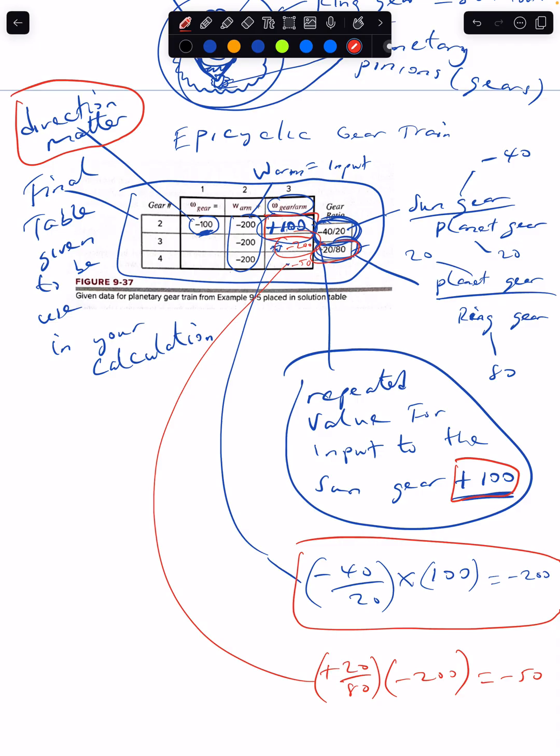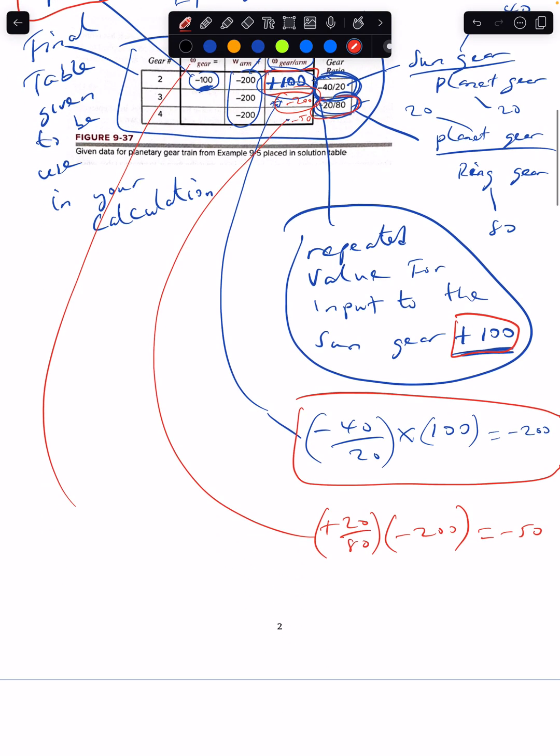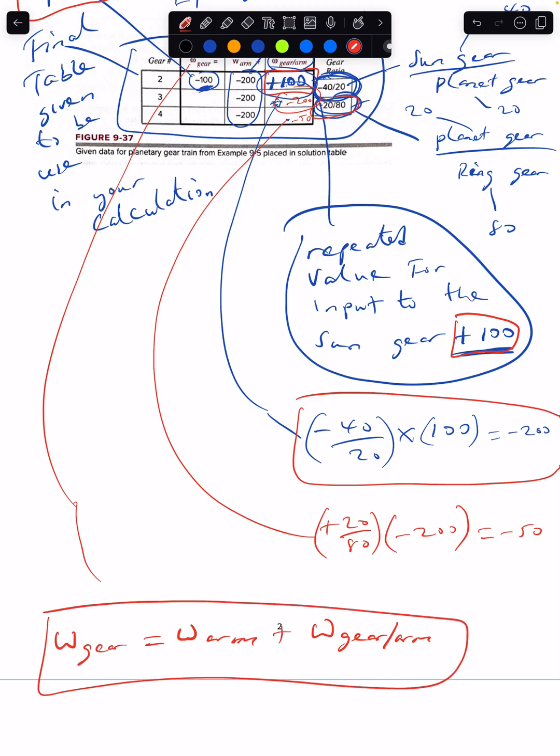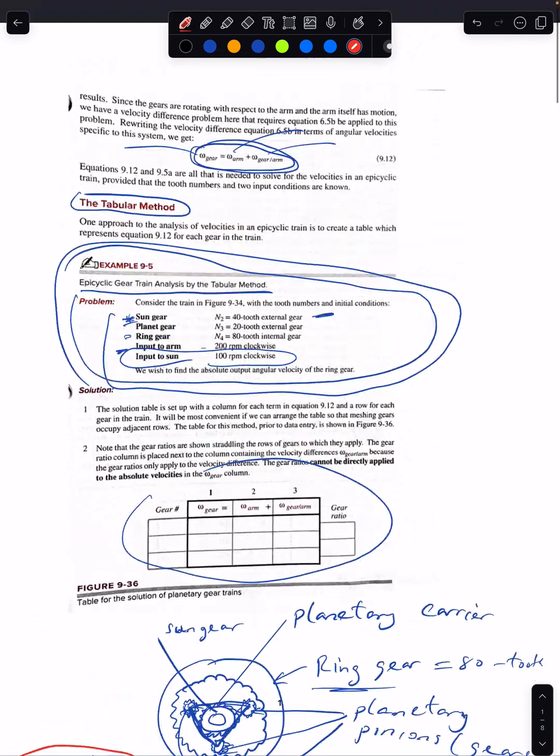And now the very last section, which is quite interesting, is the angular velocity for gear. So remember, angular velocity for gear is equal to angular velocity for arm plus angular velocity for gear arm. And this is the first formula I tried to explain to you.